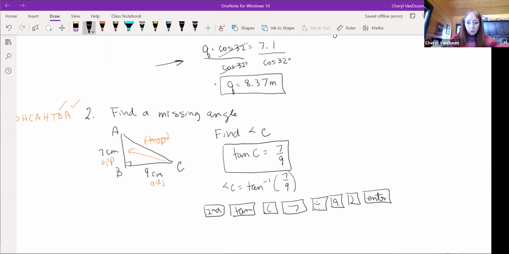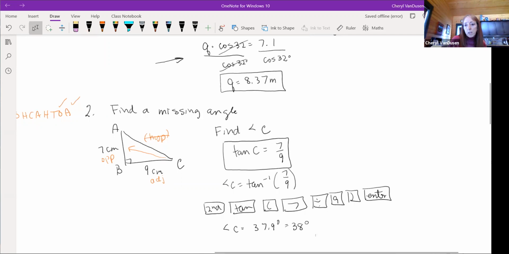So I'll do that, and then I will entertain any questions or comments. We get the answer, angle C is equal to 37.9 degrees. Often we round angles to the nearest degree, so we'll write it as 38. Good, good, good. We're getting some answers from people. Fantastic.